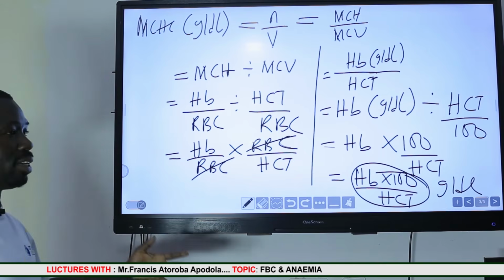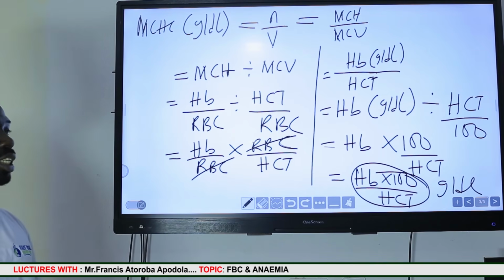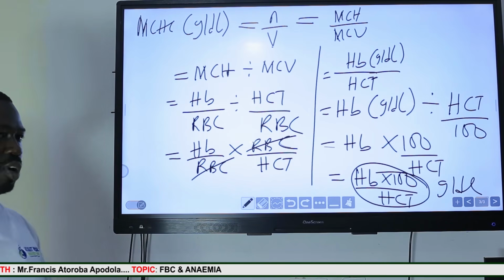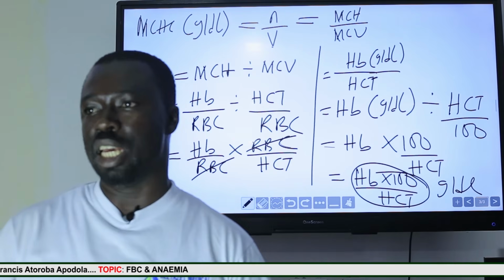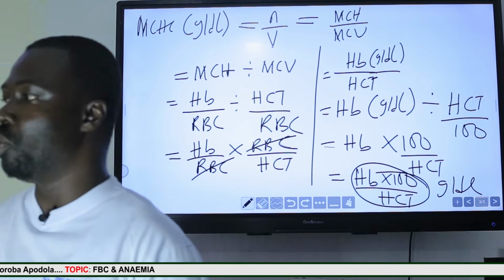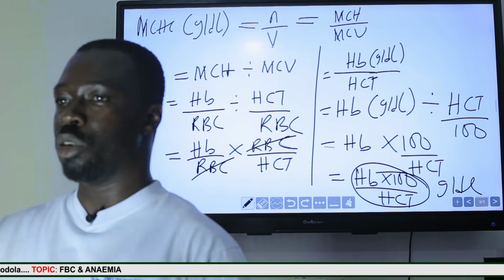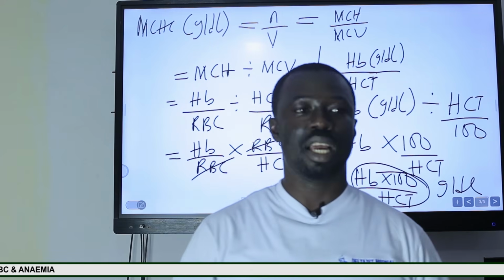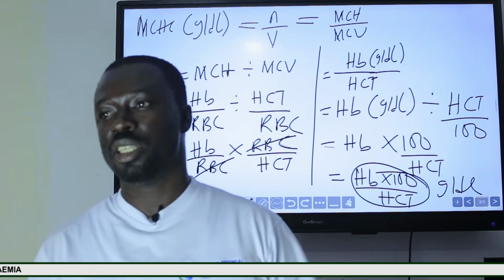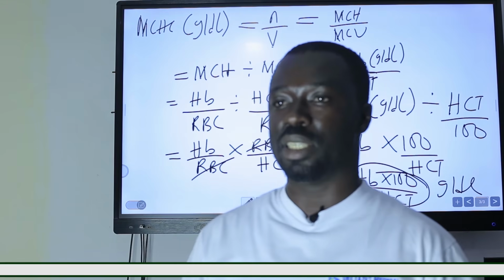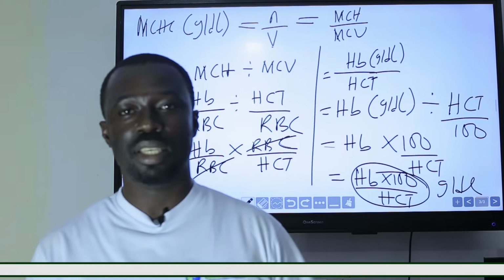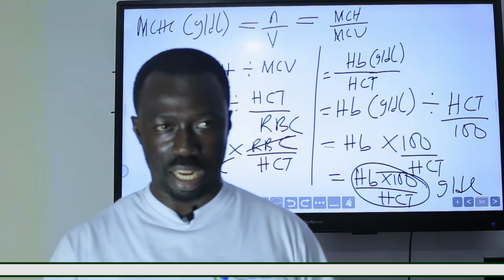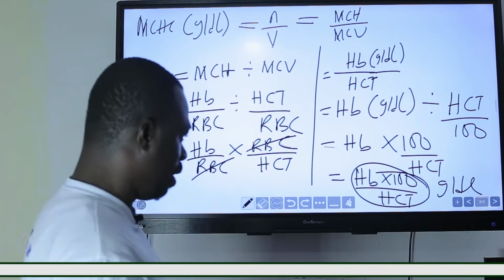So these are the calculations that are involved in the red cell indices. Once you want to calculate the MCV, you just know that it's hematocrit divided by RBC times 10. MCH is HB divided by RBC times 10. MCHC is HB divided by hematocrit times 100. So these are the calculations involved.